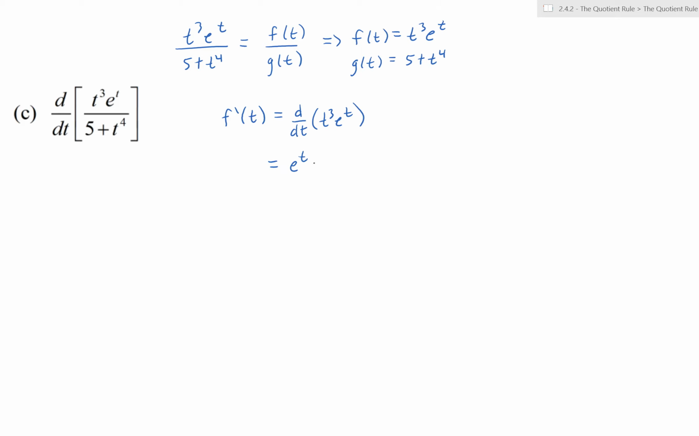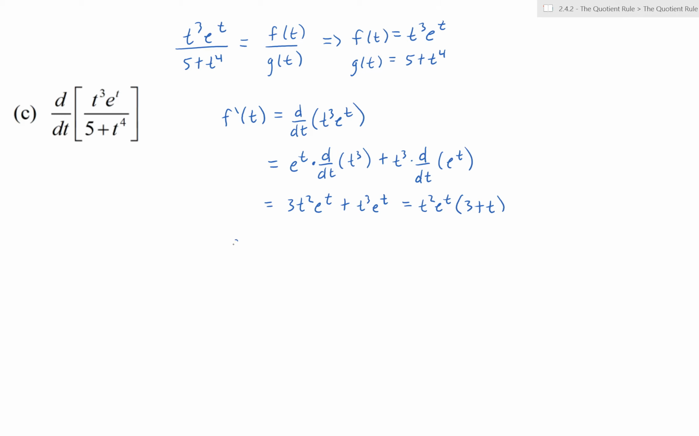It's going to be e to the t times the derivative with respect to t of t cubed, plus t cubed times the derivative with respect to t of e to the t. So then let's do that. First term gives us a 3t squared by power rule times that e to the t, plus a t cubed times e to the t. Or if you prefer, t squared e to the t times a 3 plus a t. So there's just my f prime. I need that within this whole process.